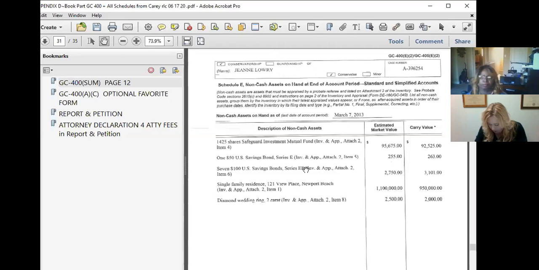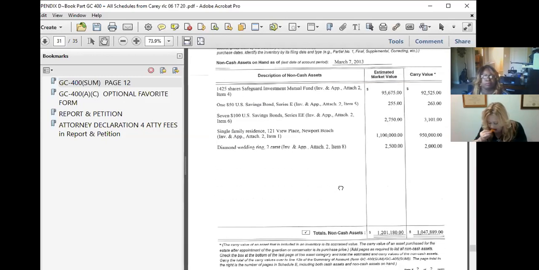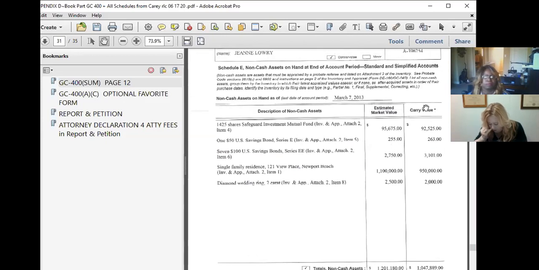And here's the non-cash assets. There again, you want to reconcile it with your inventory and appraisal, listing the assets. In this example, they are also showing the item number, in other words, the asset number. And I think that's a good way to tie things together. The most important thing for your court accounting is the carry value, because that's going to be used. The other aspect that is less important for getting your accounting approved is the estimated market value.